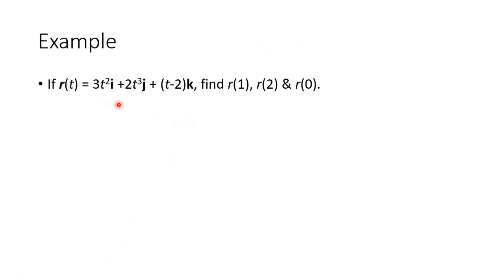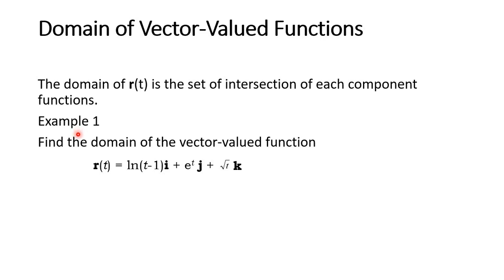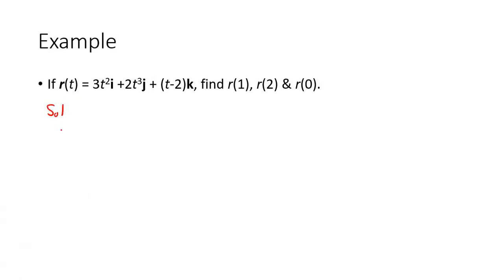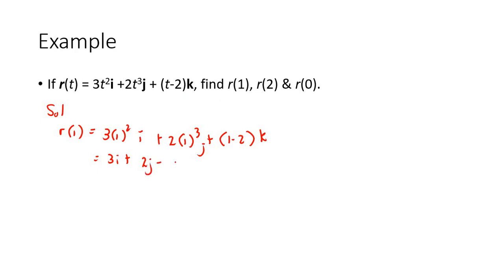For example, if you have r(t) equals 3t squared i plus 2t cubed j plus t minus 2 k, find r(1), r(2) and r(0). Just plug in t by 1, by 2 and by 0. So we want to find r(1): plug in t by 1. Square this component, 3i, plus 2 times 1 for j, 2j, and 1 minus 2 is negative 1.